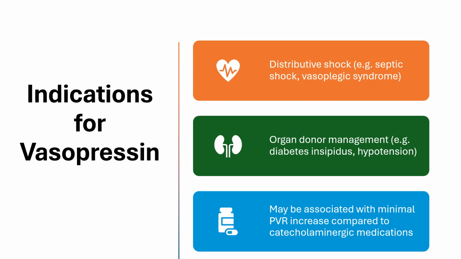Vasopressin is associated with no to minimal increase in pulmonary vascular resistance compared to catecholaminergic medications such as norepinephrine, for example. This can be a helpful feature, especially in patients who have elevated pulmonary blood pressure. Of note, vasopressin is not an inotrope and does not improve cardiac contractility and cardiac output.